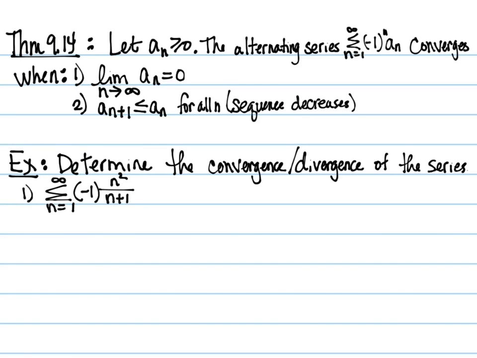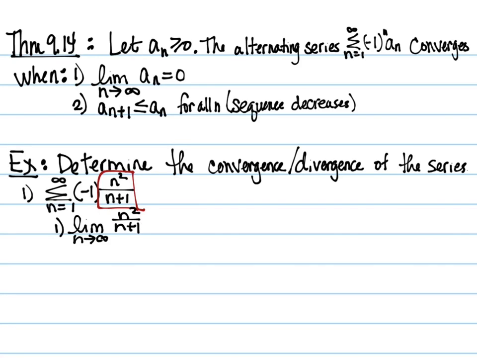All right, so we have to verify two things to know whether or not this converges. We have to verify that the sequence is decreasing, and then we also have to verify that the limit of the portion that's not the alternating part is 0. So we're going to start with that one. That one's actually listed first as the item to check. So we're going to do our limit as n goes to infinity of n squared over n plus 1.